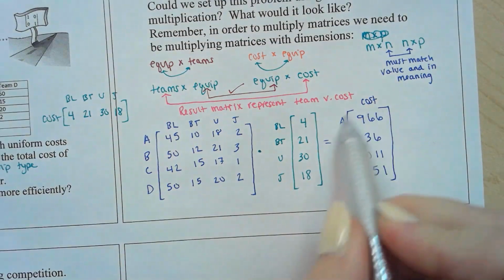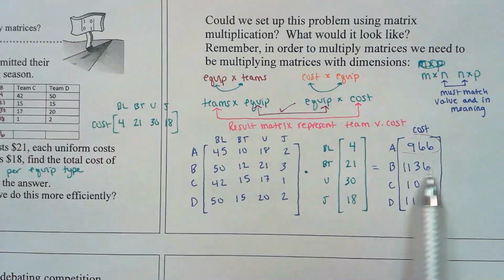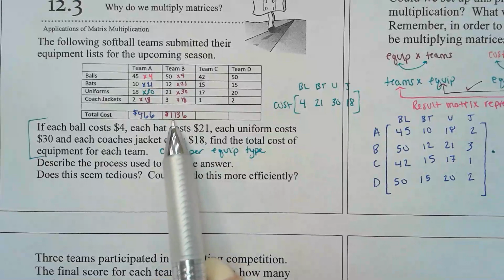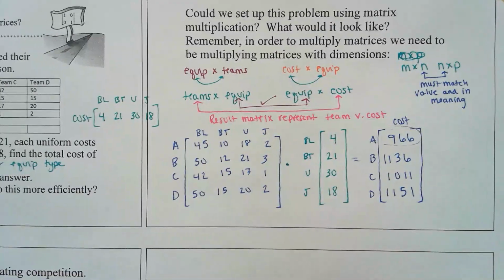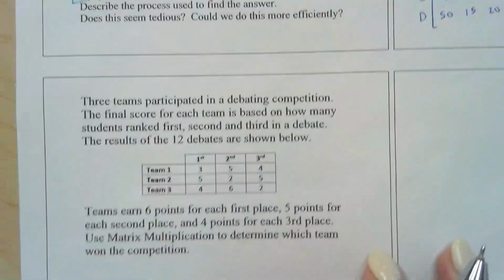Perfect. Look at that. Team A, $966. Team B, $1136. Right? So we set it up and we let the calculator do all of the repeated math for us. And that's why matrix multiplication works the way it does. Okay? Great. Let's take a look at the next one.